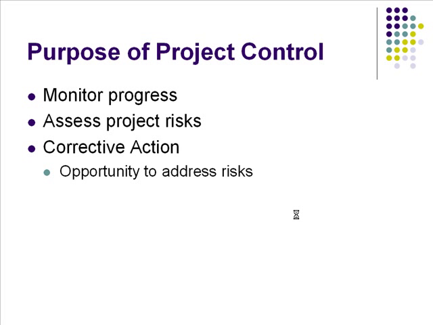Managers can use project control methods to check project progression and determine whether or not it is on track with the original plan. Also, risks can be identified, and when a problem arises or could likely arise, the project manager could then take corrective action to address the risks before they become serious issues.